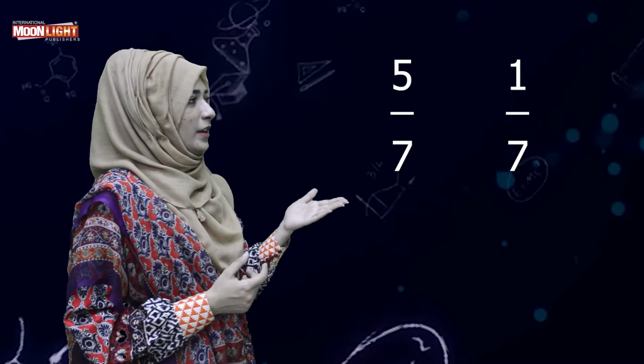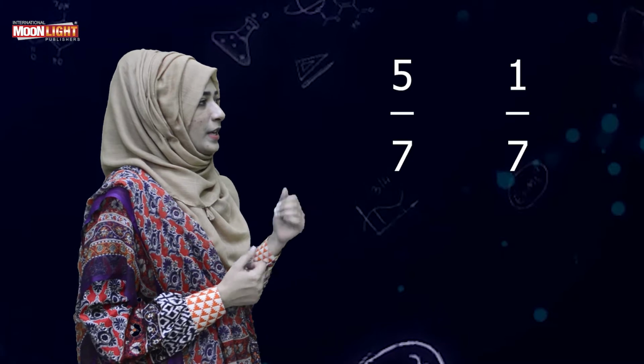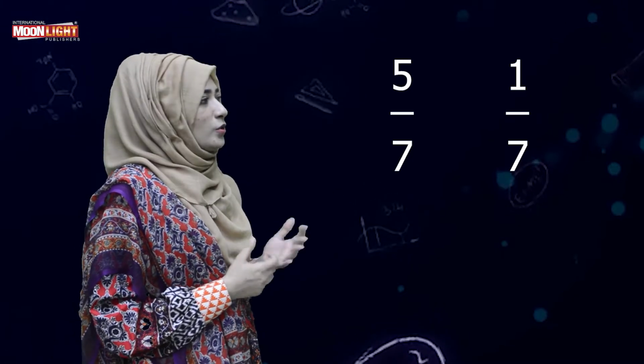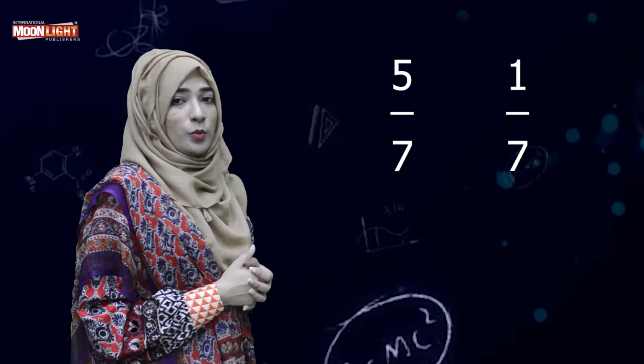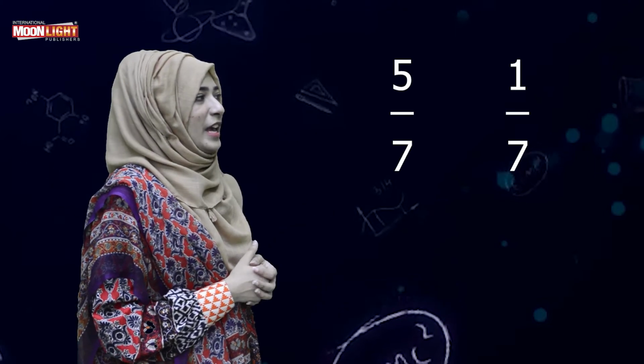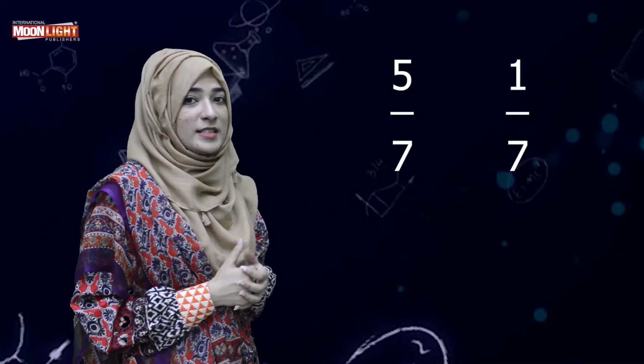For example, let's take two fractions. As you can see, there are two fractions, 5/7 and 1/7. These two are known as like denominators. Why? Because both fractions have the same denominator, and that is 7.